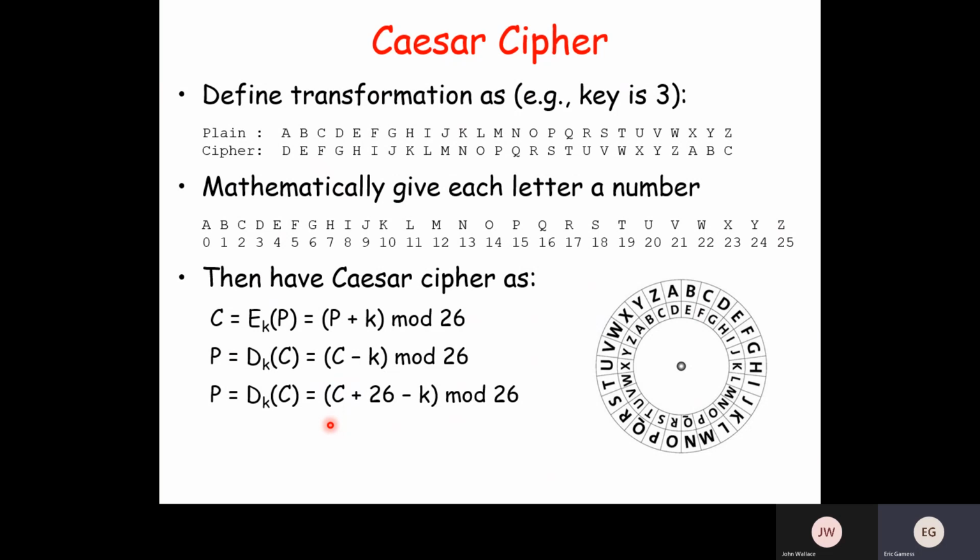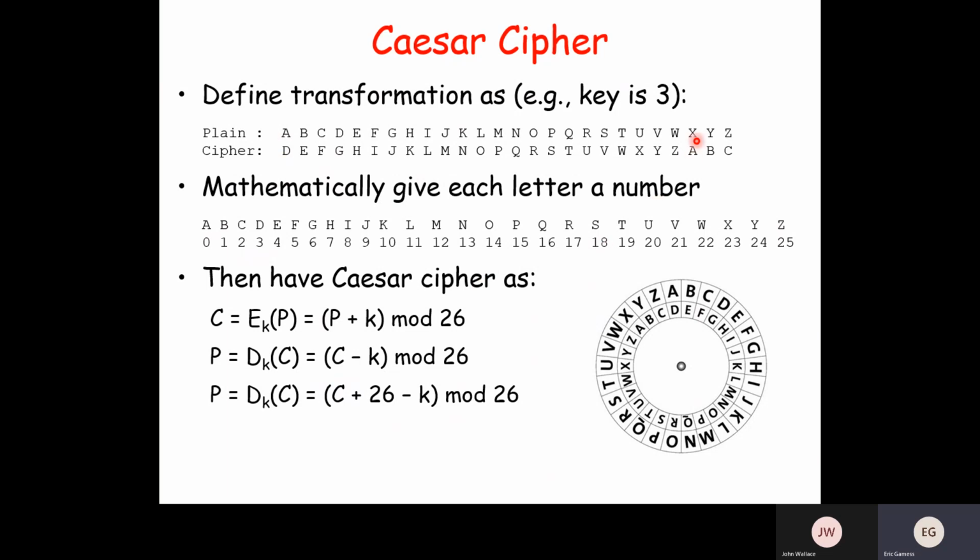So let's see, for example. Let's say that we use the key 3 and we want to show that A will become a D. And we want to program that. So A is 0. So the plain text will be 0. 0 plus the key, 0 plus 3, will be 3. 3 modulus 26 will be what? Will be 3. So I look here, 3 is a D. So A becomes a D.